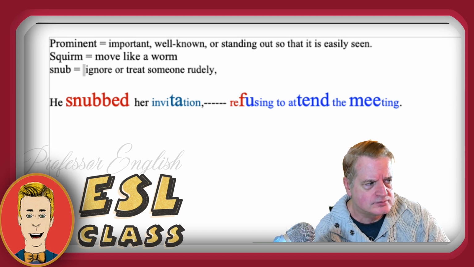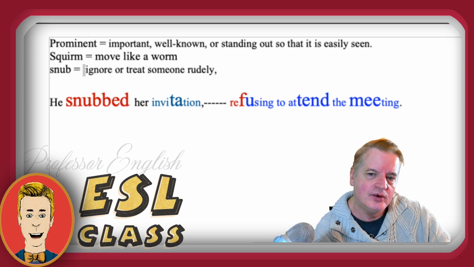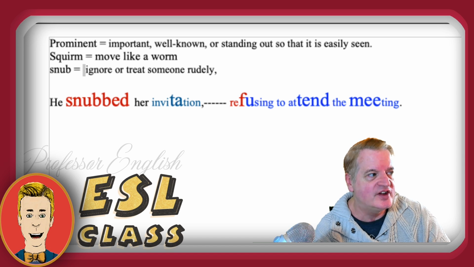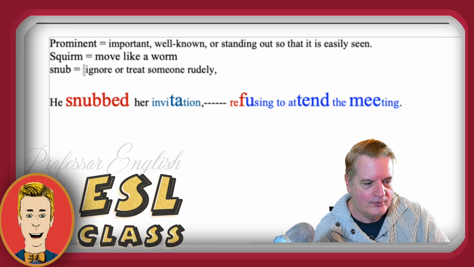So, what did he do with her? Yeah, all of those words are not very important anymore. So it just becomes, what did he do with her? And then finally, we arrive at invitation, which suddenly is still important. So, what did he do with her invitation? He snubbed her invitation, refusing to attend the meeting.